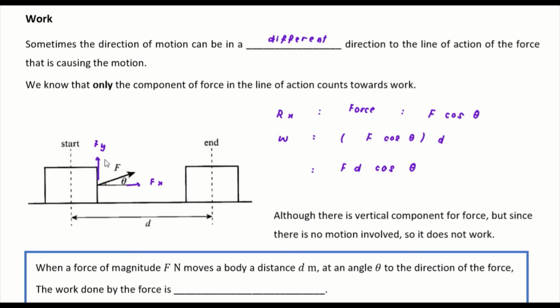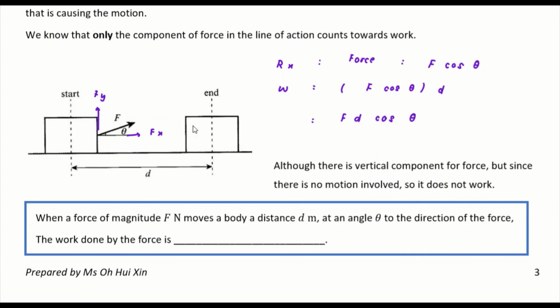Okay. So in conclusion, when a force of magnitude F newton moves a body a distance d meter at an angle theta to the direction of the force, then the work done by the force is just W equals F multiplied by d and then cos theta. Okay, so now let's look at two more examples, then we'll end this lesson.